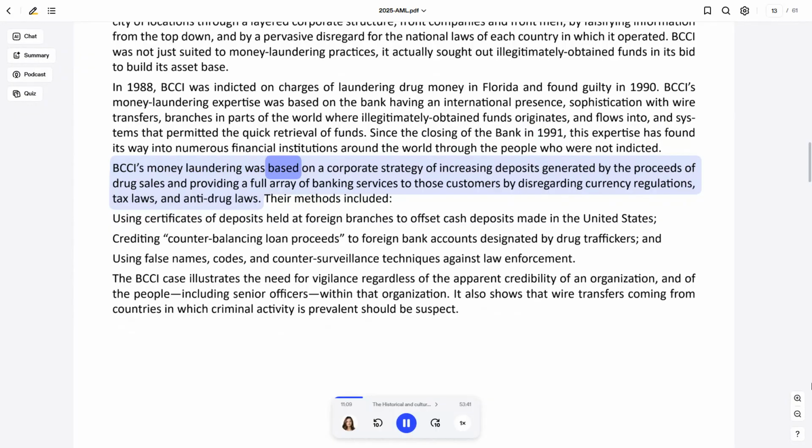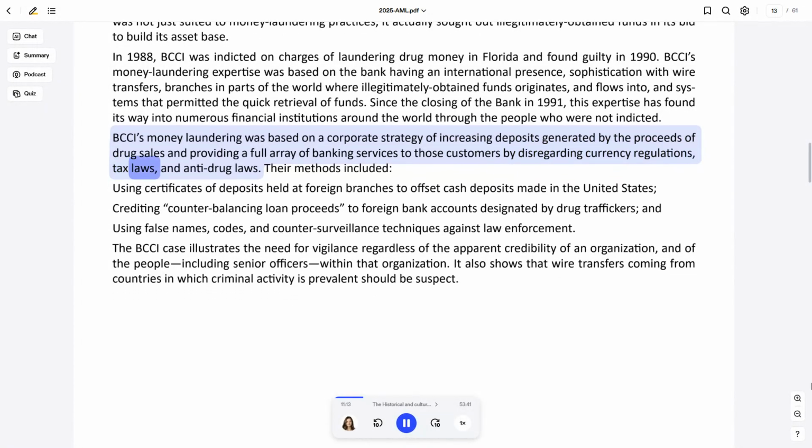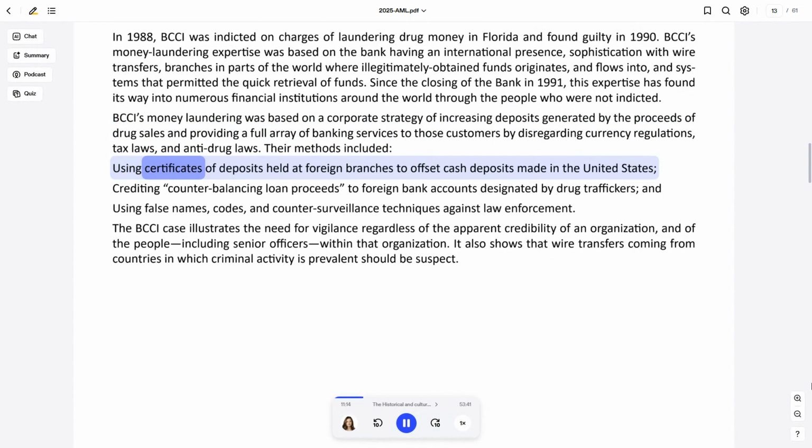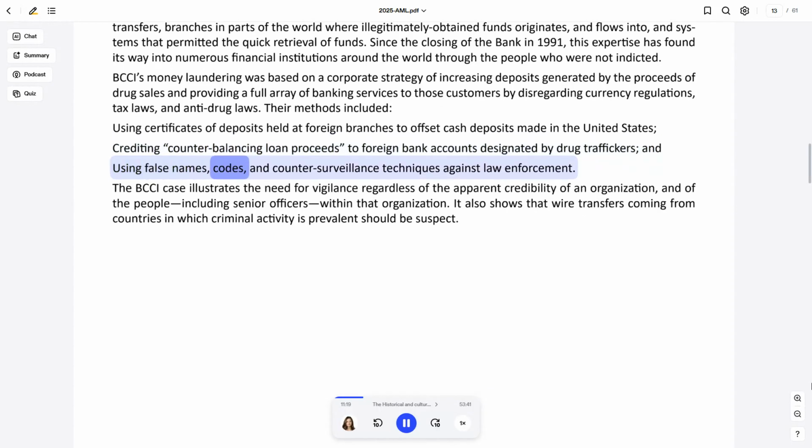BCCI's money laundering was based on a corporate strategy of increasing deposits generated by the proceeds of drug sales, and providing a full array of banking services to those customers, by disregarding currency regulations, tax laws, and anti-drug laws. Their methods included using certificates of deposit held at foreign branches to offset cash deposits made in the United States, crediting counterbalancing loan proceeds to foreign bank accounts designated by drug traffickers, and using false names, codes, and counter-surveillance techniques against law enforcement.